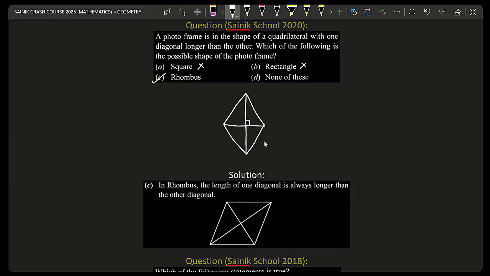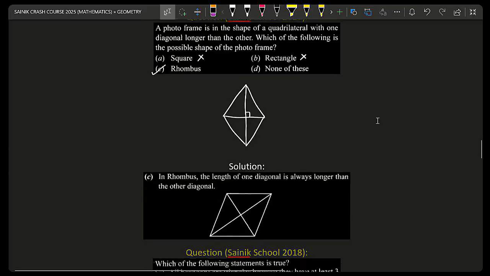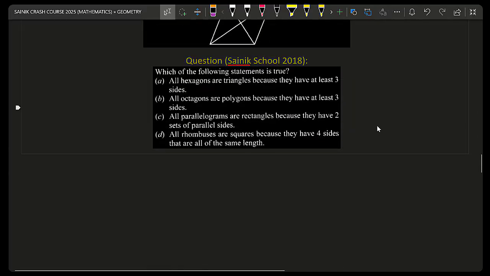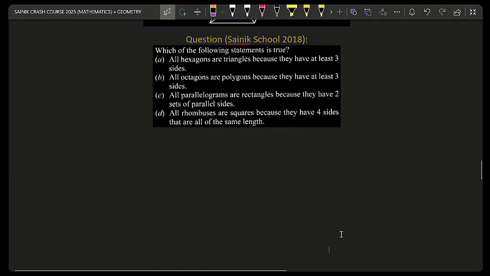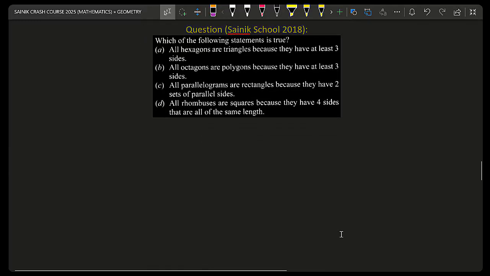The next question came in the 2018 exam, based on types of quadrilaterals and their properties. Which of the following statements is true? All hexagons are triangles because they have at least three sides. All octagons are polygons because they have at least three sides. All parallelograms are rectangles because they have two sets of parallel sides. All rhombuses are squares because they have four sides that all have the same length. Who is going to answer this question? Raise a hand. You have to identify the true statement.